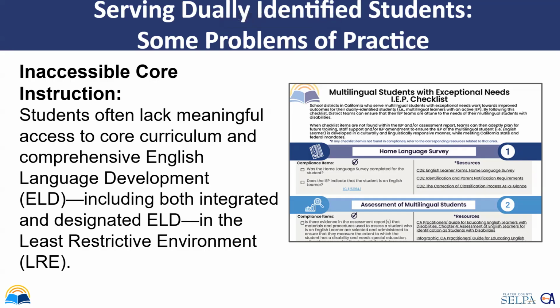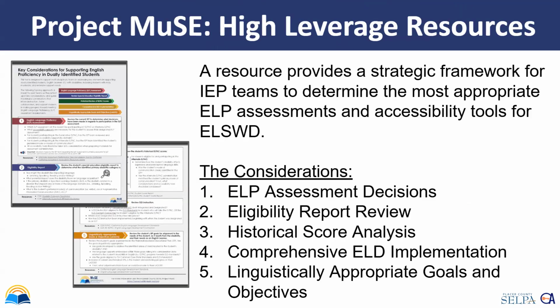So this is a great resource to help teams go through and check what exists there or what information sources we are using to address these particular areas in the IEP. And finally, when we're looking at providing the necessary steps, considerations in really supporting our English language learner students build their proficiency, we developed this resource that has 5 key considerations for supporting English language proficiency in dually identified students.